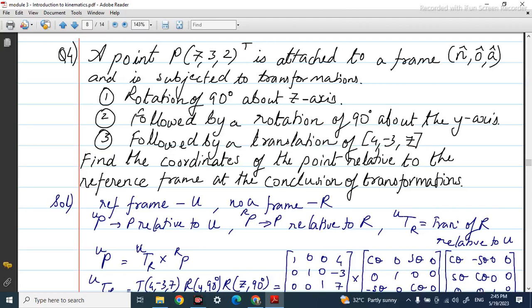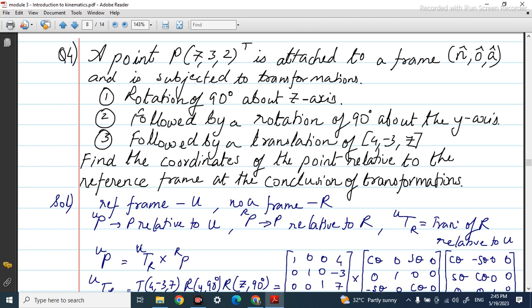Consider a problem. A point P (7, 3, 2) transpose is attached to a frame NOA. Okay, so this is your NOA frame and the initial position is 7, 3 and 2, and it is subjected to transformations. First, a rotation of 90 degrees about the Z axis, followed by a rotation of 90 degrees about the Y axis, followed by a translation of 4, -3 and 7. Find the coordinates of the point relative to the reference frame at the conclusion of the transformations.